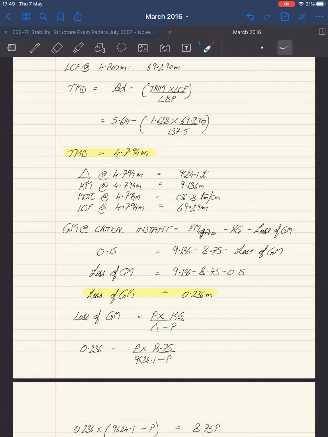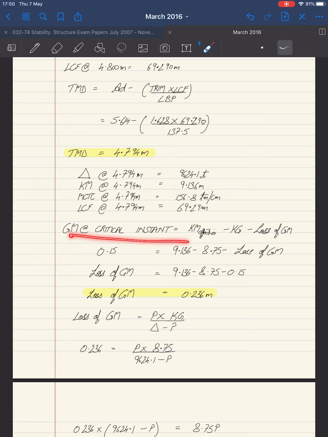The GM at critical instant is given by the formula KM effective, which is the final KM taking into consideration the movement of M due to the P force, minus the KG of the vessel, minus the loss of GM. Now in the question, it was given that assume KM constant. So KM effective is nothing but the same as KM initial. So with this true mean draft of 4.794 meters, we have obtained the KM as 9.136 meters. We can use the same value because the question has asked us to assume KM as constant.